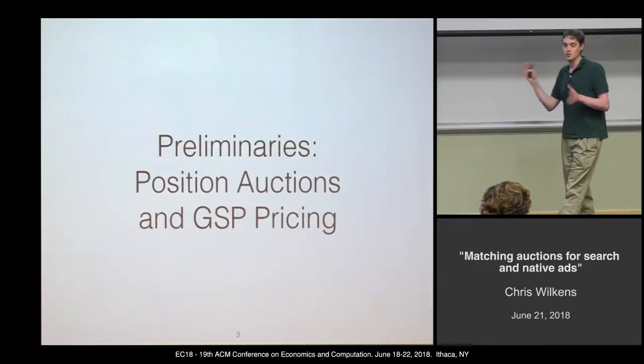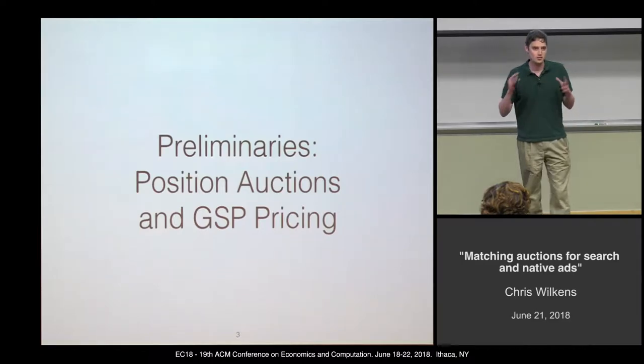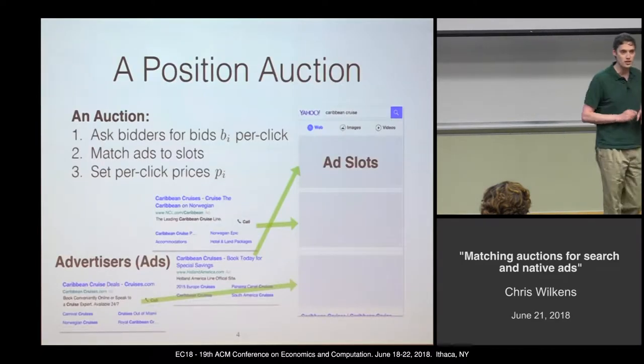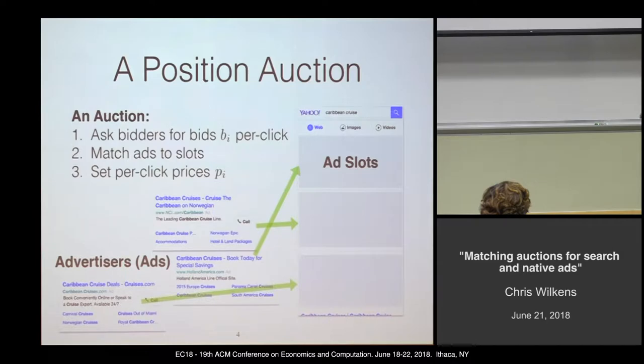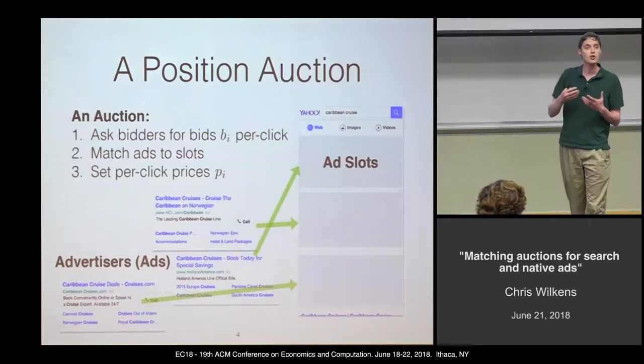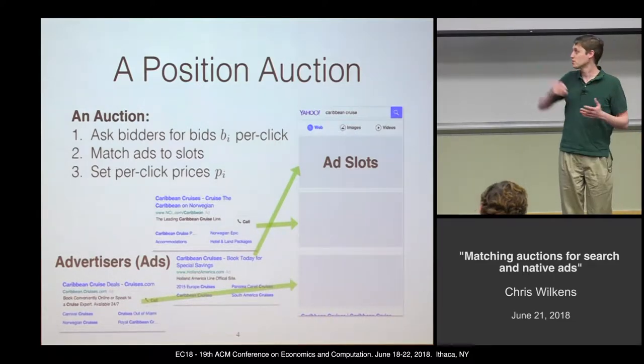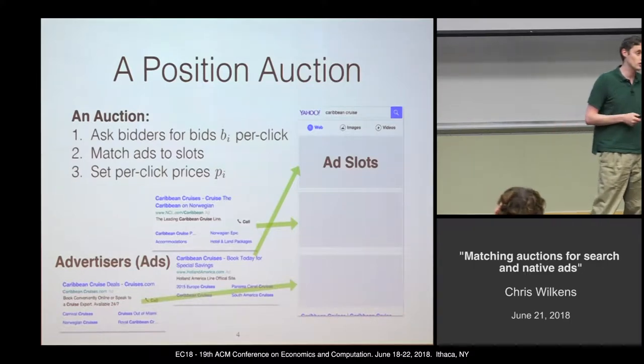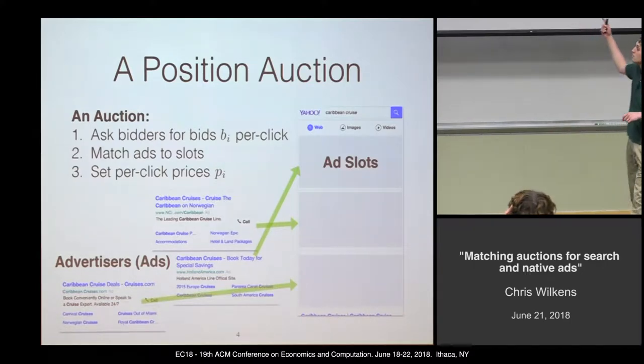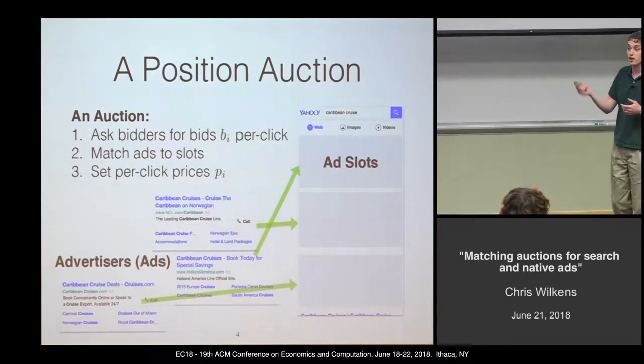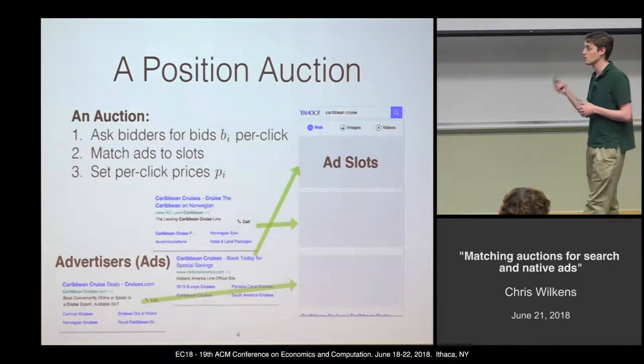Before I get to that, I want to make sure we're all on the same page about GSP, separable click-through models and such. This should be familiar from yesterday if you were there. We have ad slots, and we have some ads that need to get matched to the ad slots. Every ad is going to come to Yahoo, in this case, and say, this is how much I'm willing to pay per click. That's the bid. We're going to match the ads to slots, and somehow we're going to decide a price that they have to pay. And that price is going to be done per click.